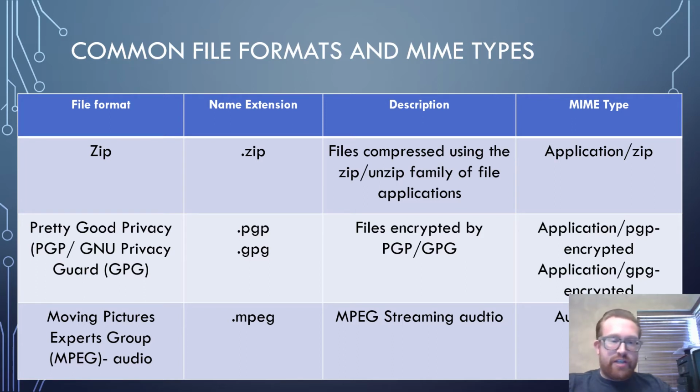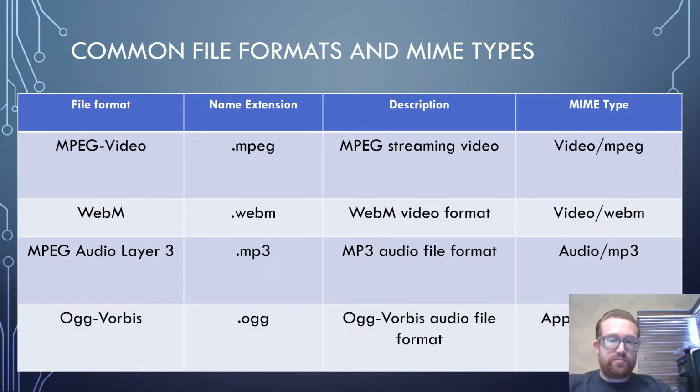Next is Moving Picture Experts Group, or MPEGs. These are audio MPEGs, .mpeg, and they're MPEG streaming audio, and they're just audio/mpeg. This is just because MPEGs can also be movie files, which we'll talk about on the next slide. This is just if they contain audio. Next is MPEG video, or .mpeg. Same as the one for audio. They both can do different things, or they both can be two different formats, but they're the same file extension. This is streaming video, and video/mpeg is the MIME type.